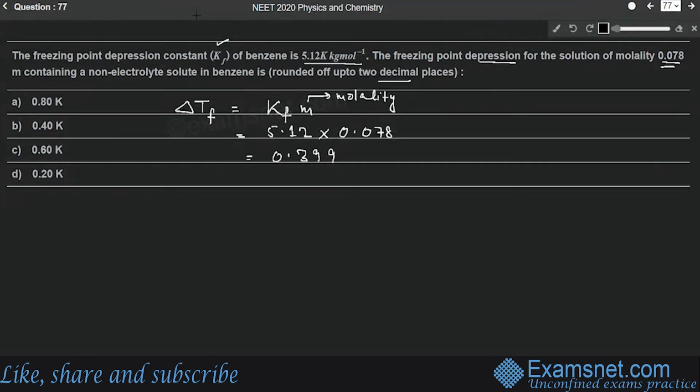0.399, and the unit for the freezing point depression will be Kelvin. Okay, because it is a temperature. So we have to now round it off up to 2 decimal places. That means up to this place. Okay, so we can write it like this, 0.40 Kelvin, right? So which option will be correct? Option B will be the correct answer.